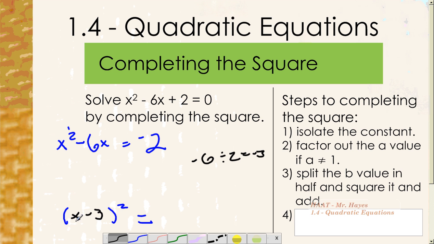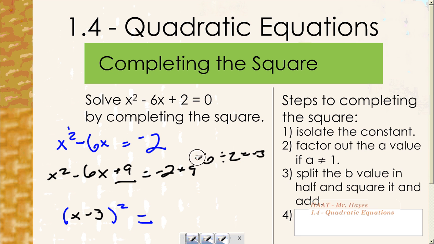Because if I square this binomial, I'm going to get x squared, then minus 6x, because remember, you multiply the two parts and double it. Now the only problem is that I've got x squared minus 6x, but if I multiply this out, what number goes right here? You need a 9, which does not exist up here in the original problem. But we can add it to one side. If we add it to one side, we have to add it to the other.